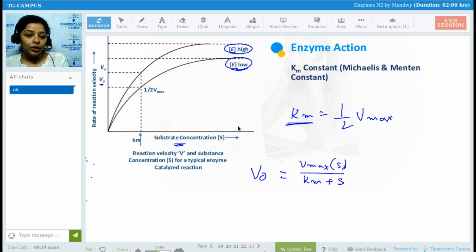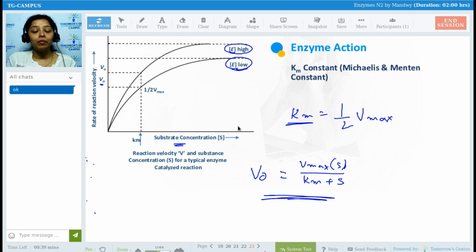So the K2 plus K3, anything, is what? Your substrate concentration. Okay, so this is all about the Michaelis-Menten equation. So this equation actually shows the affinity. The greater the affinity between the enzyme and substrate, the lower the Km of the Michaelis-Menten equation. Okay, yes, ma'am.